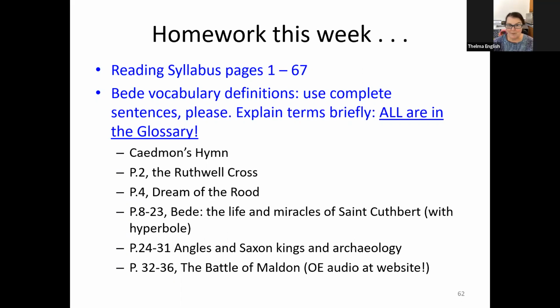You'll be reading about Bede or Beatty, depending on your teacher, the life and miracles of St. Cuthbert. He wrote about St. Cuthbert, and there is lots of hyperbole in Cuthbert. I think a lot of the miracles got a little bit exaggerated. We'll see what you say next week. I think there's quite a bit of exaggeration.